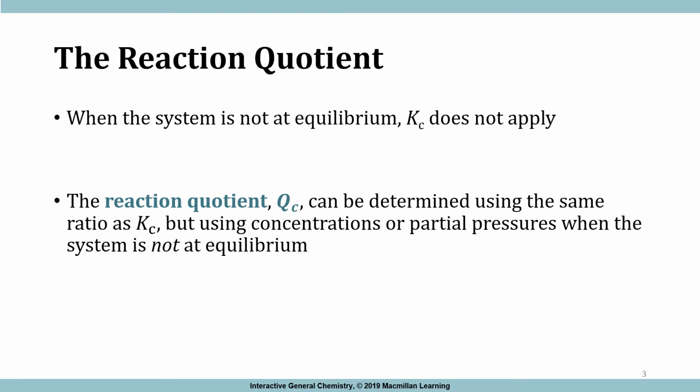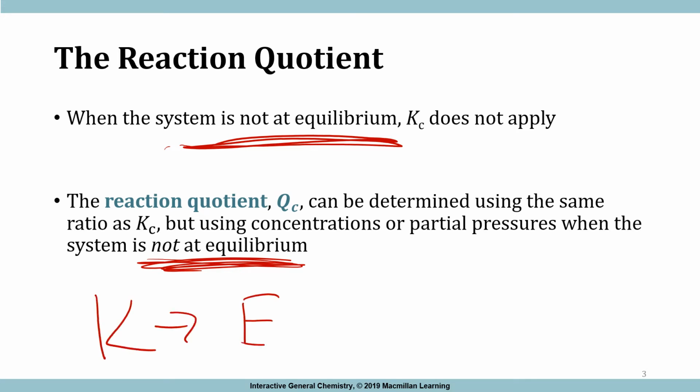So what happens if the system is not at equilibrium? Well, we use the reaction quotient instead, and that can be determined using the same exact ratio as K, or the equilibrium constant, but using concentrations or partial pressures when the system is not in equilibrium. So it's the same process, but K is at equilibrium, and the capital Q is when it's not at equilibrium.